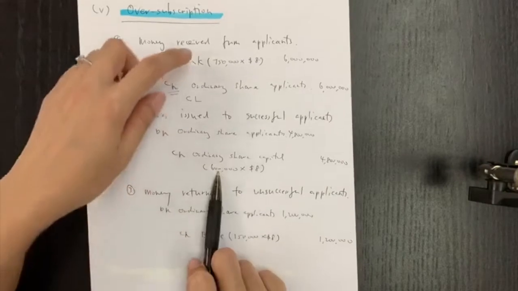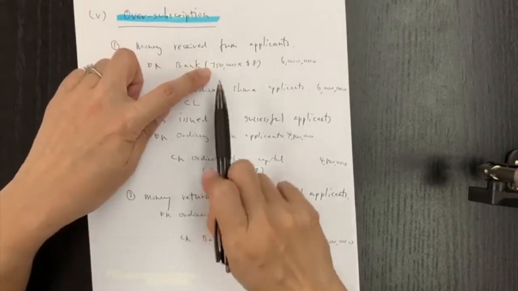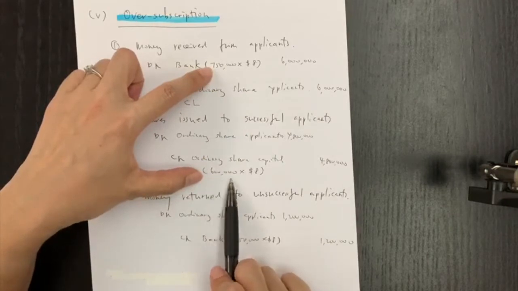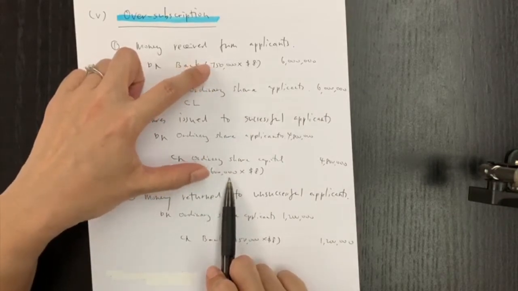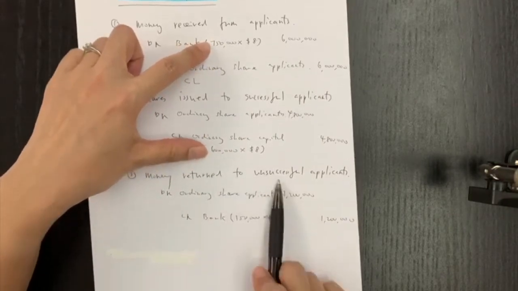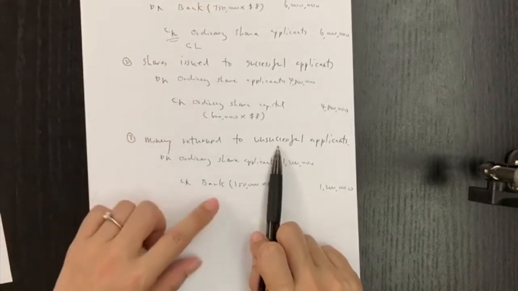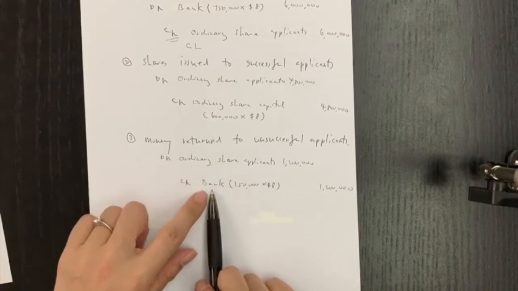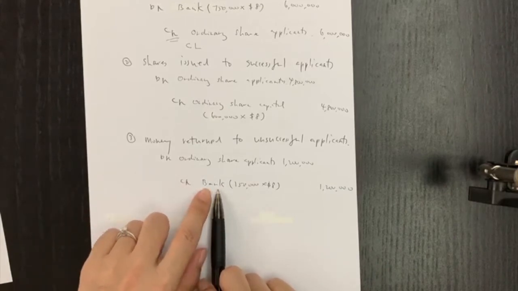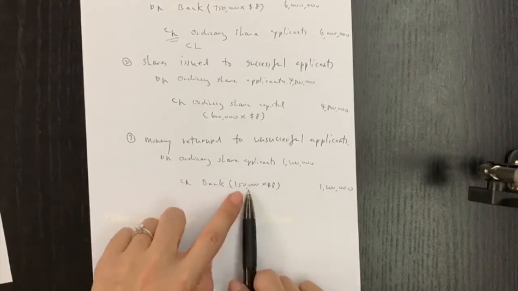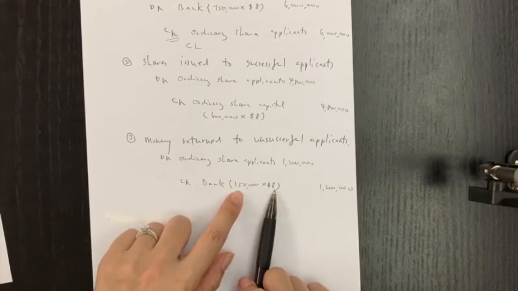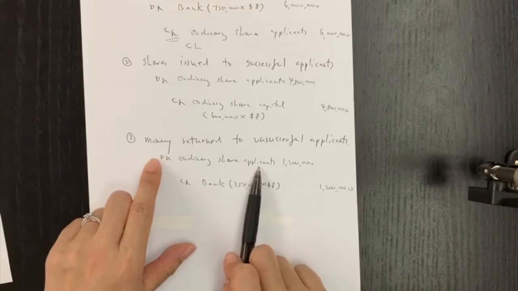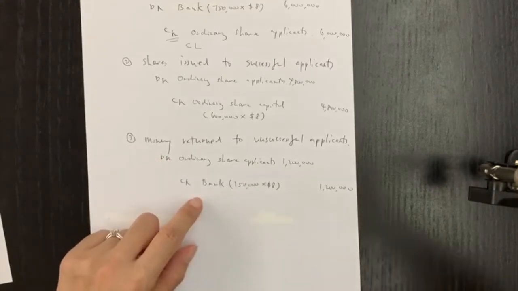Okay, so what is the difference between the number of applicants, 750,000, and the number of ordinary shares? Those will be unsuccessful applicants. So that's step number 3. For those unsuccessful applicants, we have to return money back to them. This is the difference times $8 each, and then we debit ordinary share applicants by this amount.